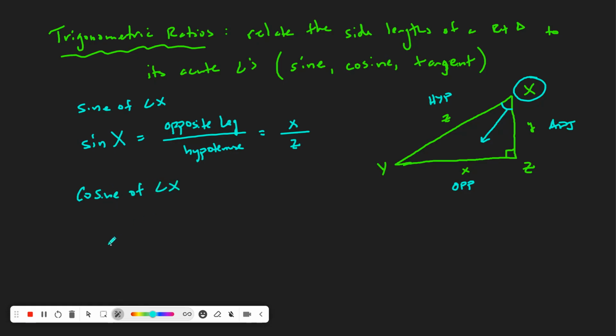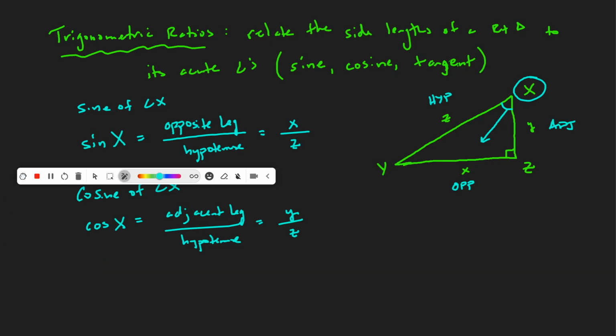Okay, the cosine of angle x. So again, we'll use lowercase cos for cosine. So the cosine of x. By definition, cosine is going to be the adjacent leg over the hypotenuse. So in this case, the adjacent leg to x is the lowercase y, and then the hypotenuse is still z. So that ratio is cosine.